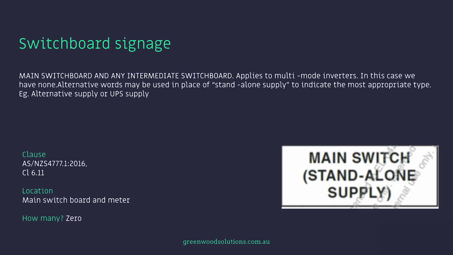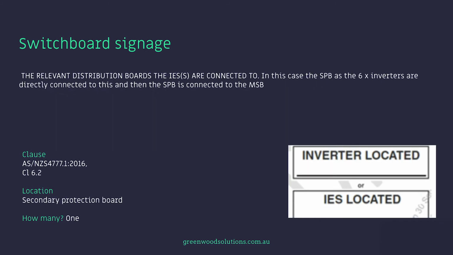This sign again talks about standalone supplies, in other words batteries and an inverter charger, clause 6.11 of AS 4777.1. In this case we have none of those, so we don't have any of those signs, so 0. Standard 4777.1, clause 6.2, location, secondary protection board, how many? 1.